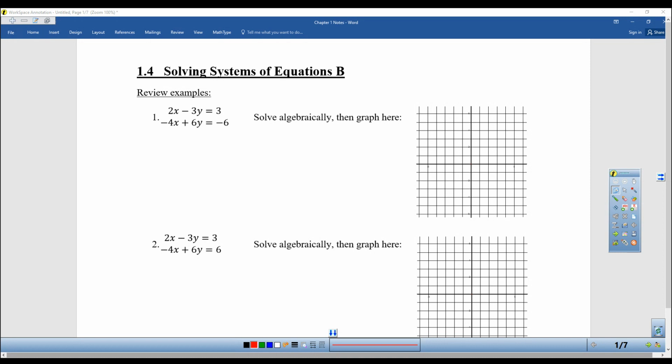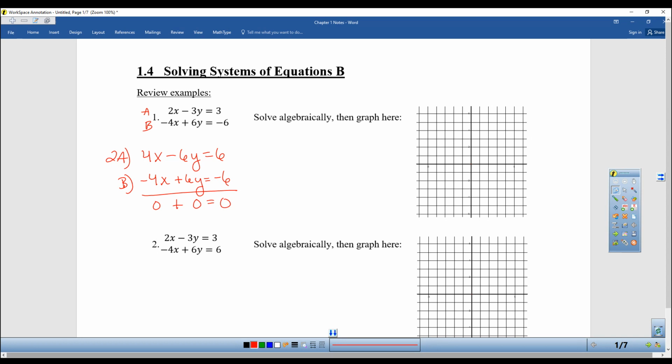Hopefully you look at it right away and say, oh, if I multiply by 2, I can cancel something. So if this is A and this is B, I'm going to do 2A. I can get rid of those x's right away. 4x minus 6y is equal to 6. And then I write down B, negative 4x plus 6y is equal to negative 6. Now, my intention was just to cancel the x's, but it turns out that everything canceled.